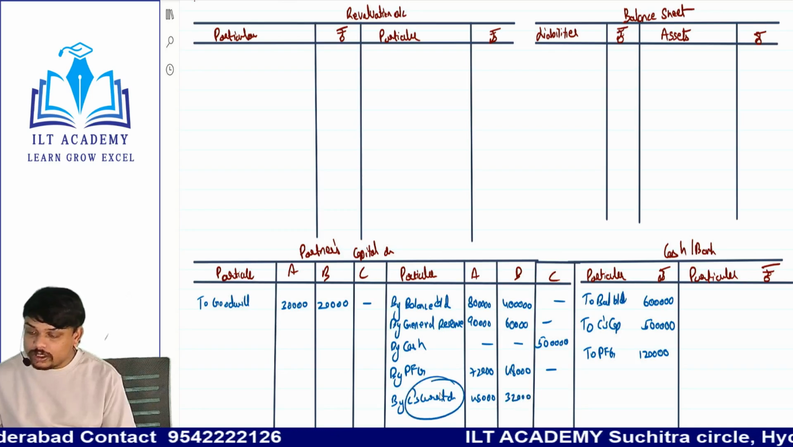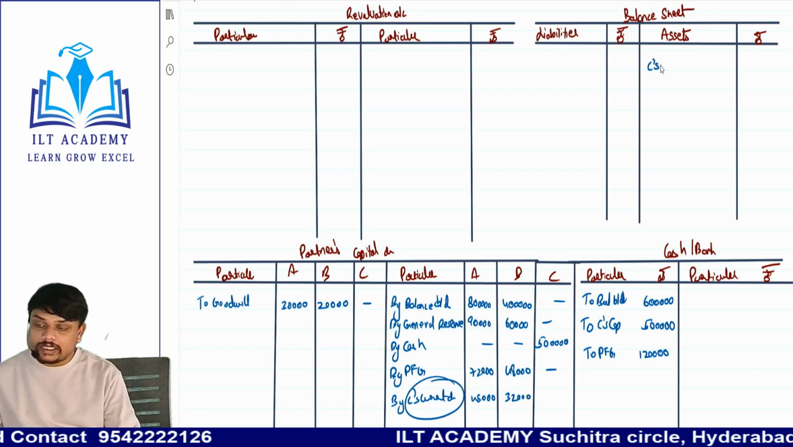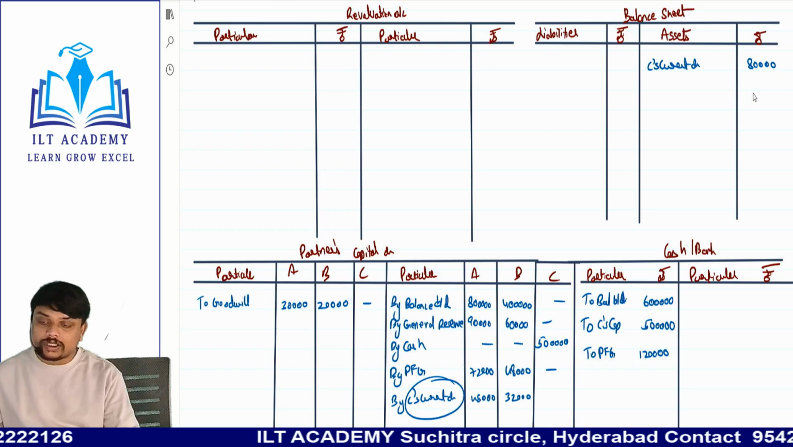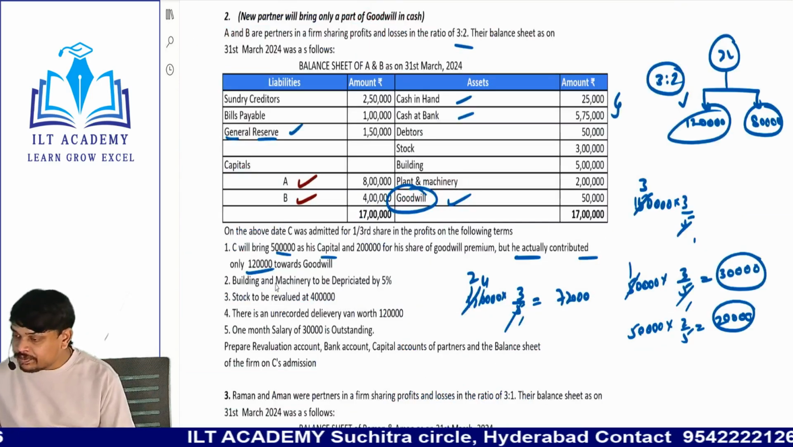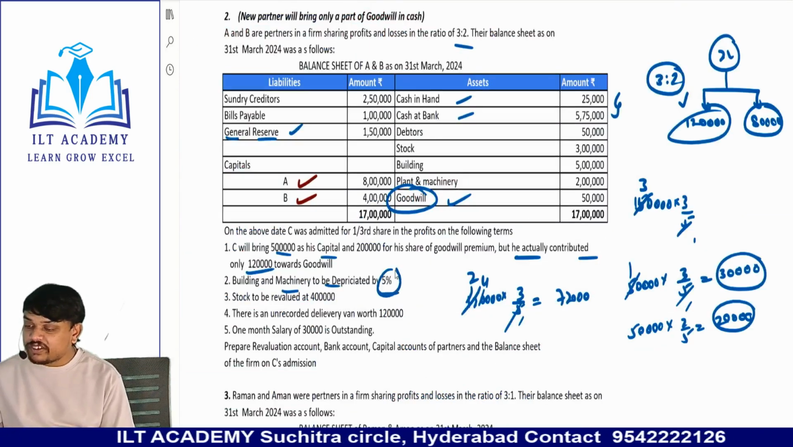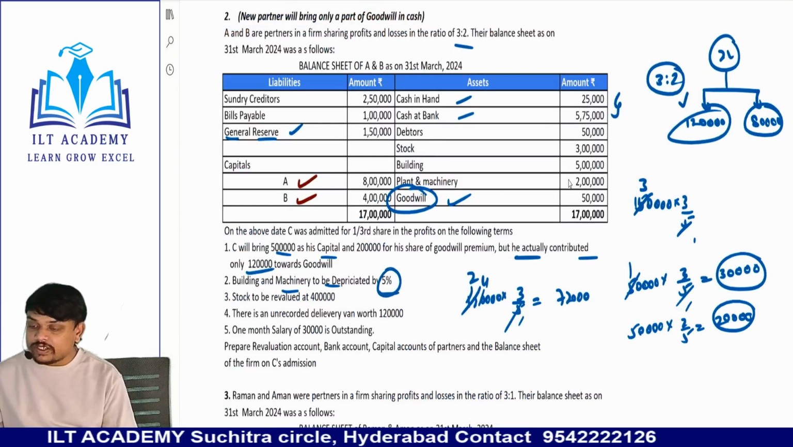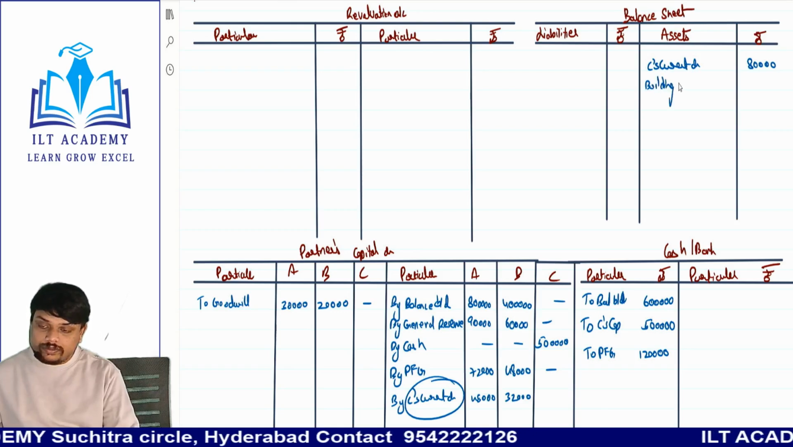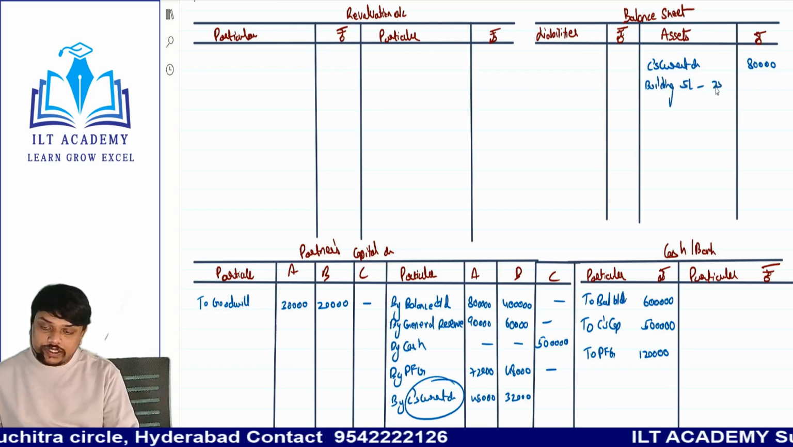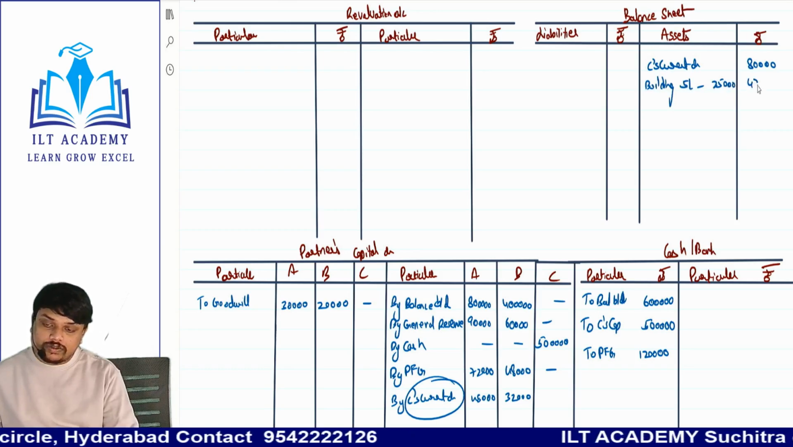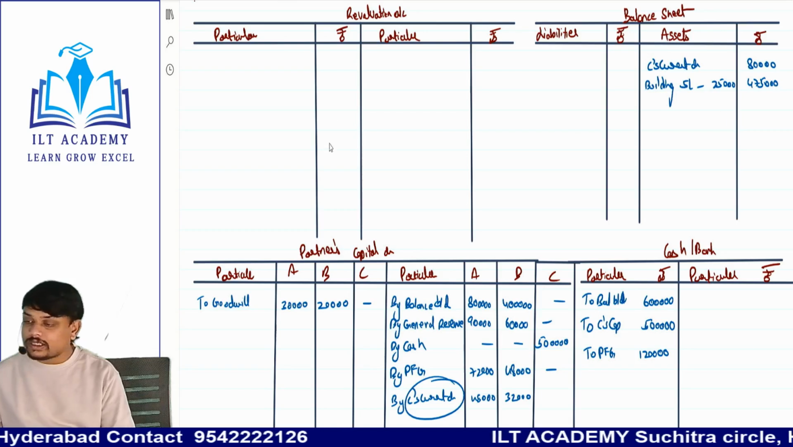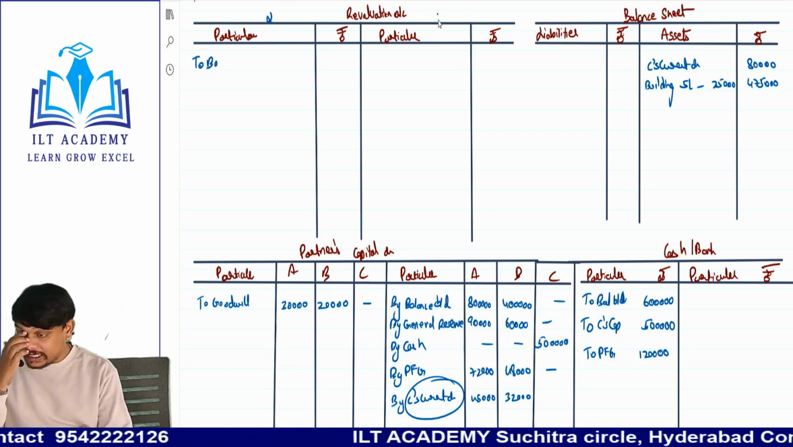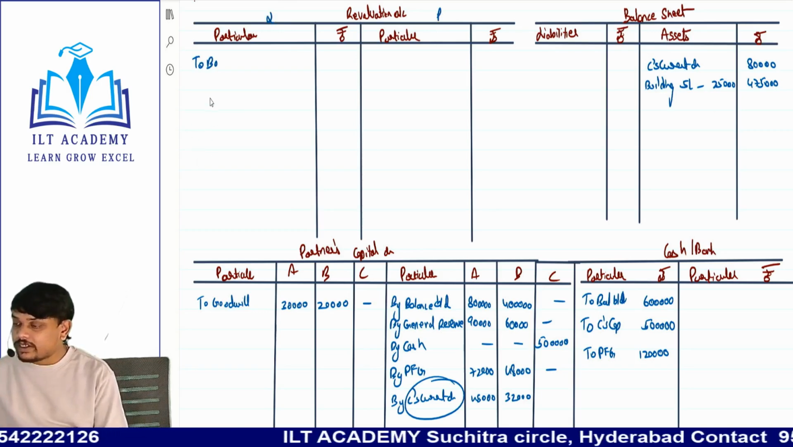So this is due. It is like an asset. C's current account 80,000. Done. Now building and machinery will be depreciated by 5%. So the building value, if you see now, 5 lakhs is the value. So building 5 lakh minus 25,000, which is 4,75,000. Losses are all recorded on the debit side and profits are recorded on the credit side of the revaluation account.